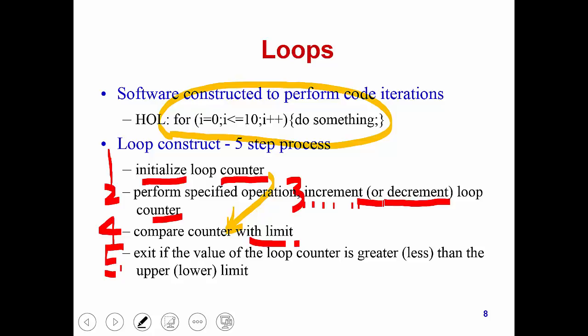Now if you decrement instead of increment, then what? Then we exit if the value of the loop counter is less than the lower limit. Here is the limit, so here we do testing. Here we exit or not. It depends on the testing result. Now this pretty much shows the 5 steps involved.